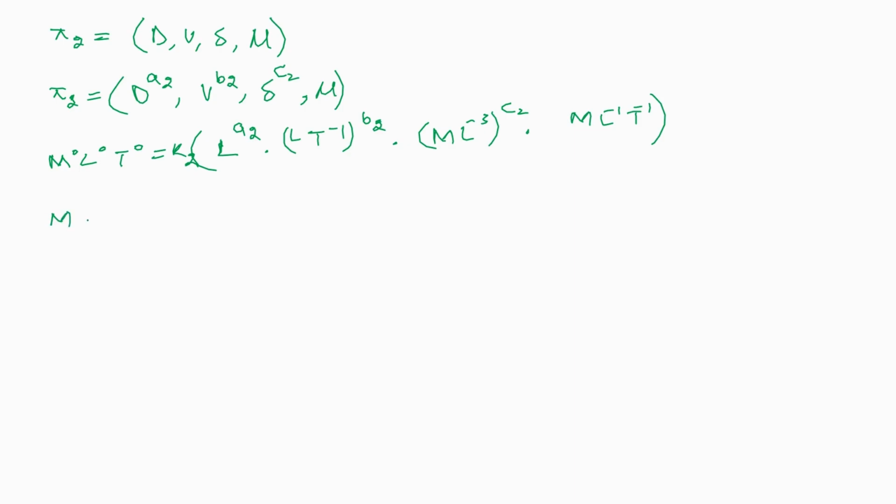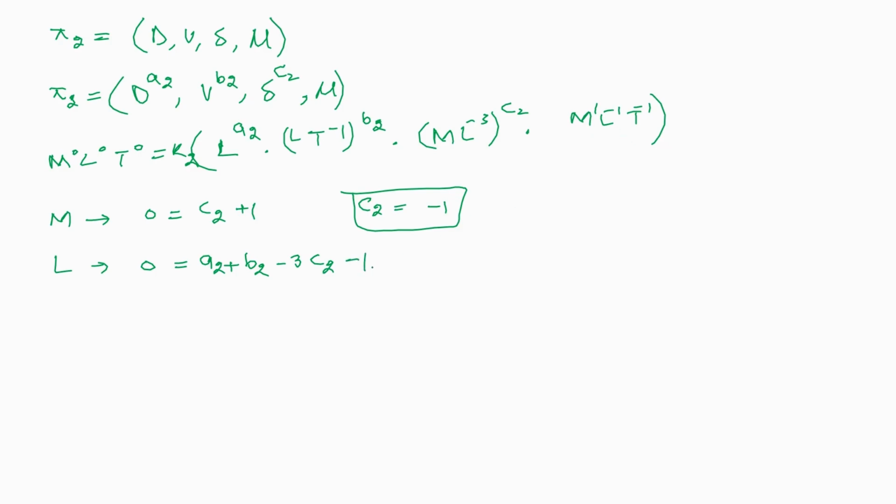So by comparing the powers of M, 0 on the left hand side, and where is M? Here is M, this is power c2, and here the power of M is 1 plus 1. So simply c2 will be equal to minus 1. Again same as in the first case. And for L, on the left hand side the power of L is 0. On the right hand side it is a2, here it is plus b2, and here is minus 3c2, and here it is minus 1.